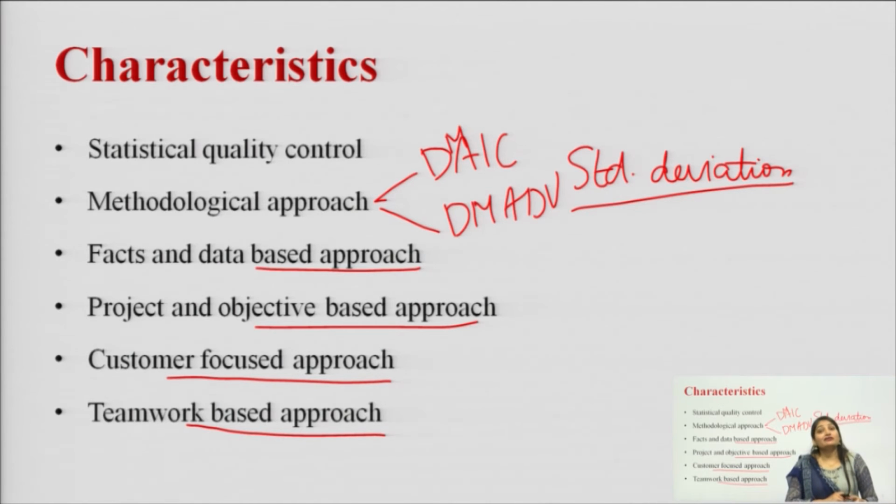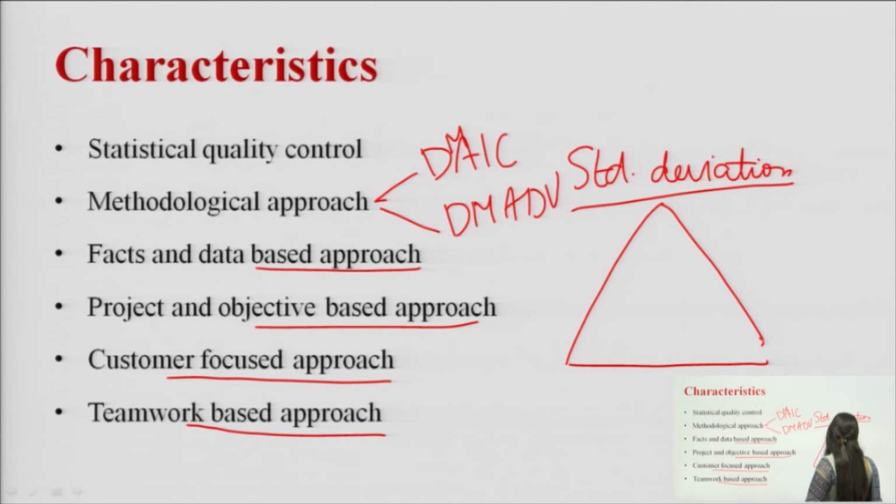Next is the teamwork based approach. The Six Sigma concept consists of teamwork. Okay. A number of professionals are working as a team for the success of the project or for the success of the process. Okay. And this team requires a lot of training, and there are 4 levels of training in the teamwork based approach.